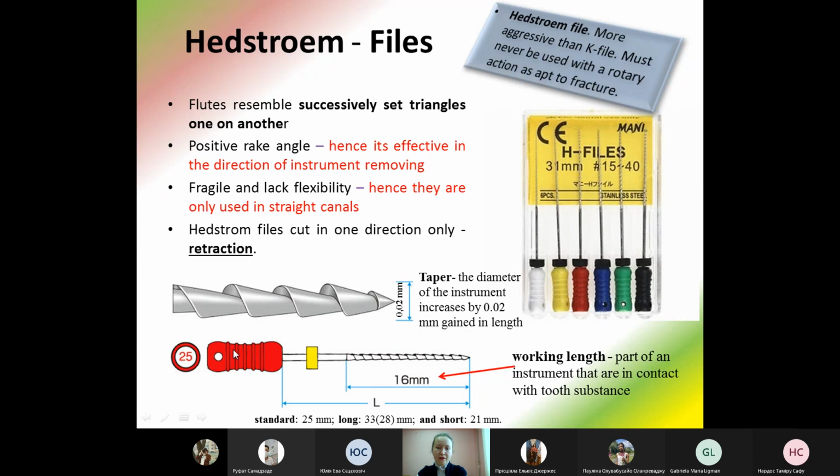It is a circle and the number of its size, and at the same time a handle of red color indicates that it is size 25. So here I have put what taper means. For every millimeter gained in length, the taper of the instrument increases by 0.02 millimeters. And here you have the working length of the instrument.